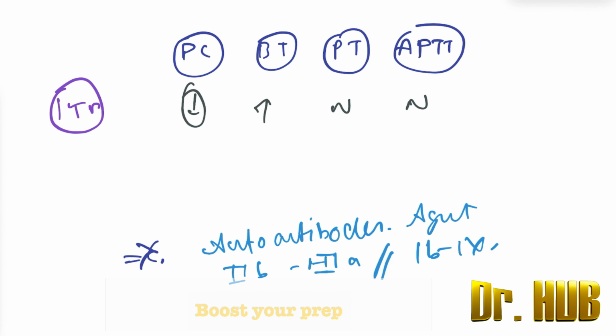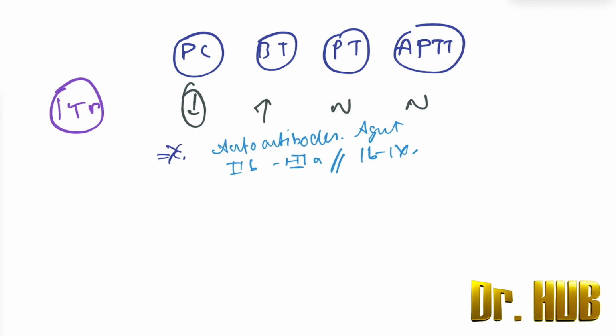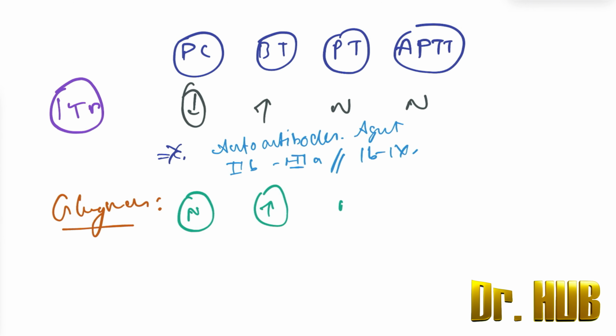Next we move on to Glanzmann. In terms of Glanzmann, the platelet count remains normal. The bleeding time is increased. The PT remains normal. And the APTT again remains normal. So in Glanzmann, only the bleeding time is increased. In ITP, we saw there is an increase in the bleeding time as well, but the platelet count was decreased, whereas in Glanzmann it is normal.